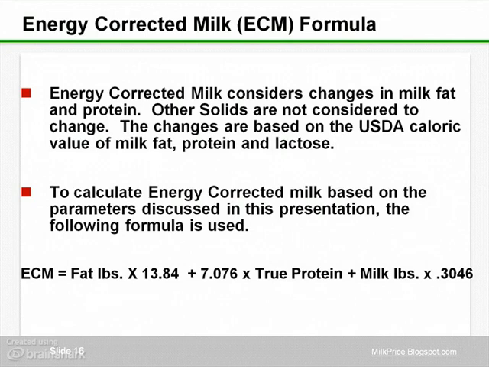Energy-corrected milk is similar, but separates protein, so changes in protein do impact the equivalent value expressed in pounds of milk. Because the same caloric value for fat is used in both fat-corrected milk and energy-corrected milk, the coefficient of 13.84 remains the same. The remaining solid that has caloric value is lactose. The value is assumed to remain at 5% in the energy-corrected milk formula.